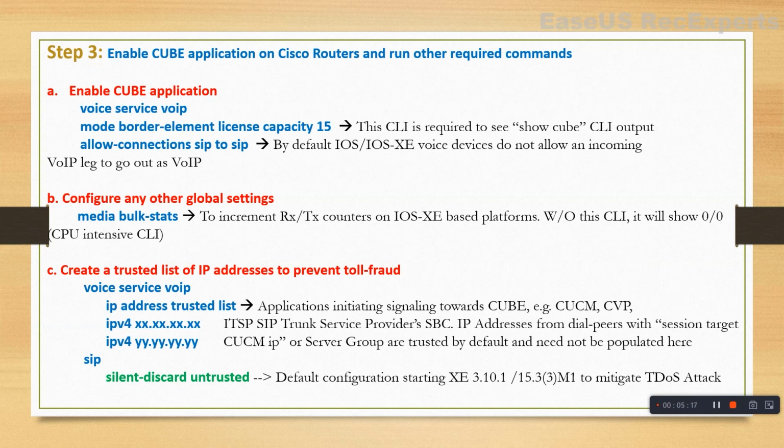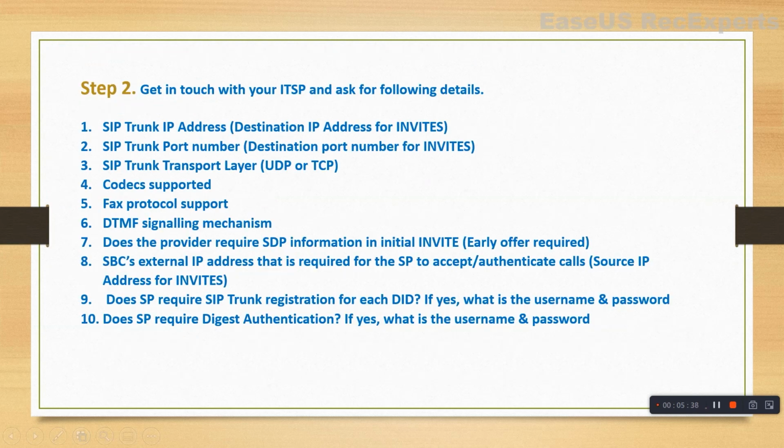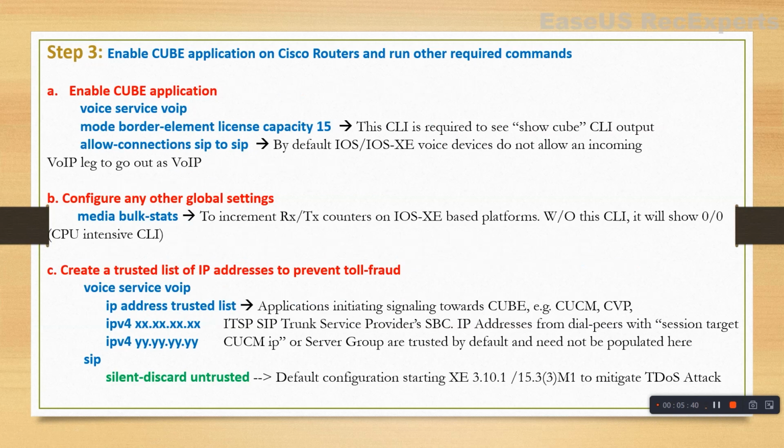So to summarize the basic CUBE configuration, create a SIP trunk from Call Manager to the CUBE. Destination IP address would be the LAN interface of the CUBE in the SIP trunk, and add all other configurations. Get in touch with your service provider, ask for these details from the service provider, and then the final step is to enable your Cisco router as a CUBE and add these commands. So this is the basic configuration of the CUBE.